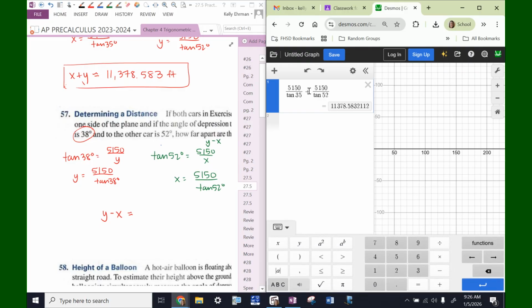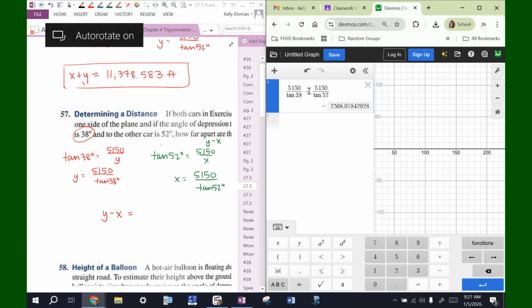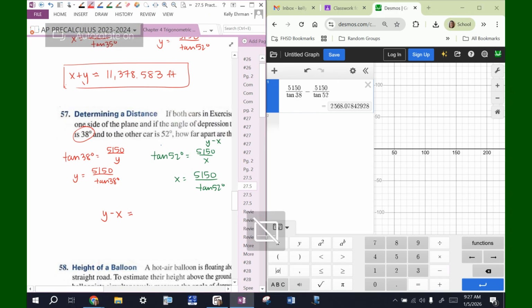And I just need to make a slight change, right? 5,150 divided by tangent of 38 minus 5,150 divided by tangent of 52. Or type it out again. It's not that hard. So how far apart are the cars? I got 2,568.078, still measuring in feet.